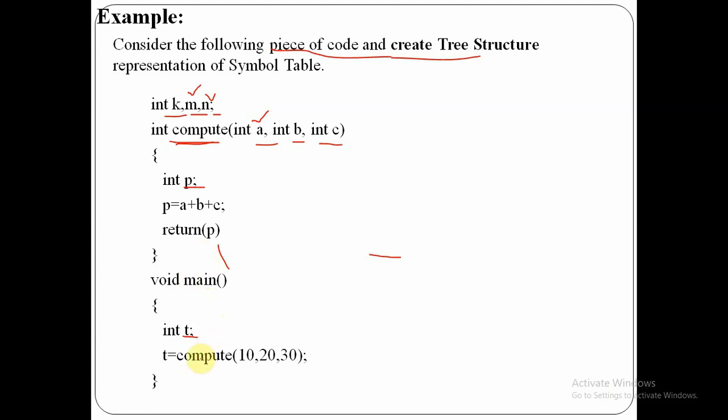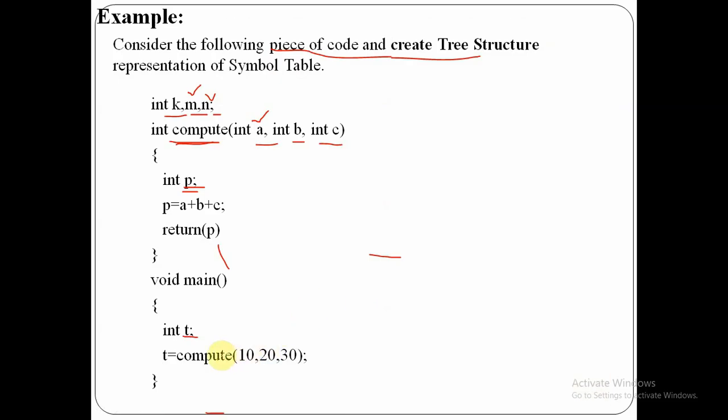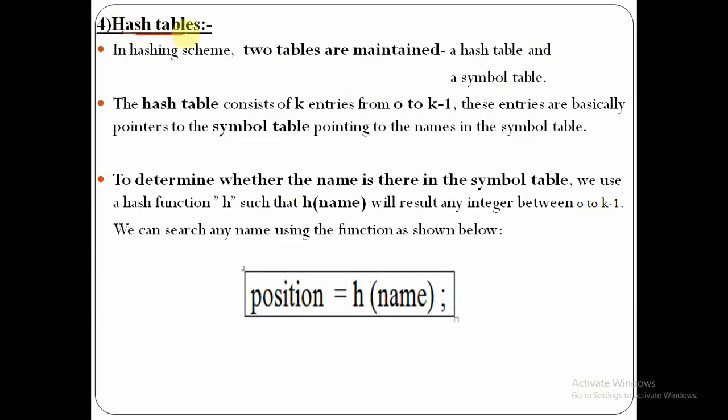Next one is another variable, P. So P is going to be stored as the right child of N. And the last symbol is T, so T is going to be stored as the right child of P. So in this way a binary tree structure is maintained, so that the symbols' information, identifiers' information including its attributes, are maintained in detail in a tree structure, so that we can insert a symbol's information into the tree and access a particular node easily.